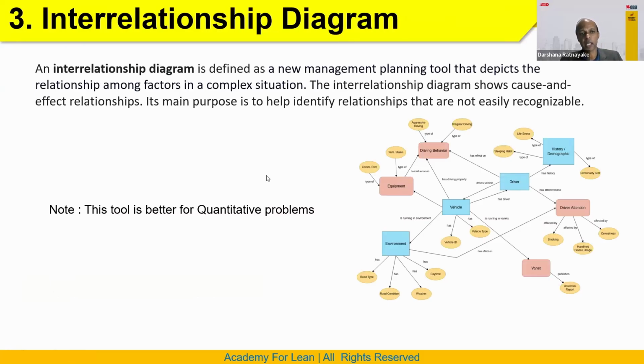An interrelationship diagram is defined as a new management planning tool that depicts the relationship among factors in a complex situation. Right, not a normal situation. If there's a complex situation, we can use this tool. This interrelationship diagram shows cause and effect relationships. Remember the fishbone diagram? Likewise, this diagram gives us cause and effect relationships, not for one problem but for each and every problem. That's the difference between the fishbone and this one. It means the purpose is to help identify relationships that are not easily recognized.